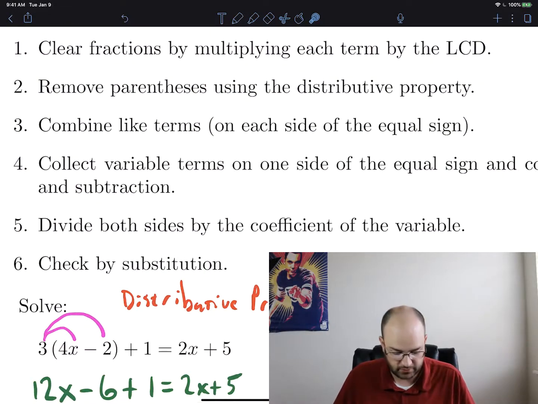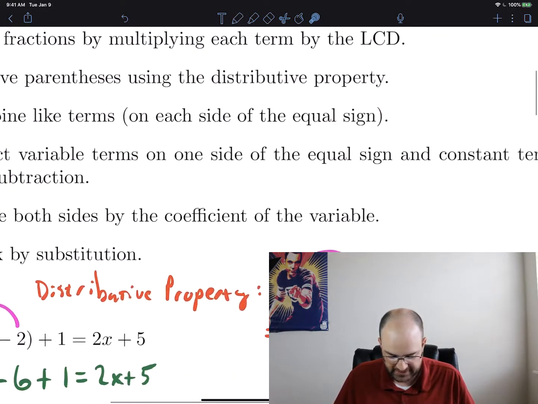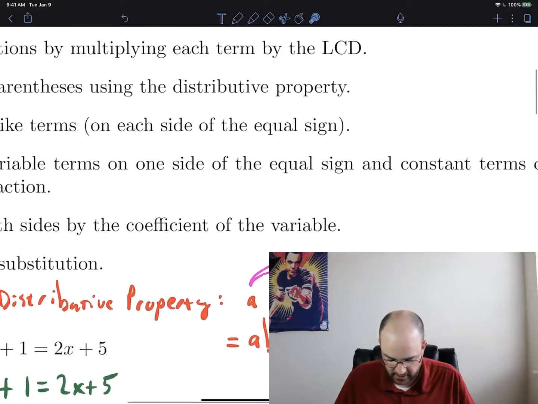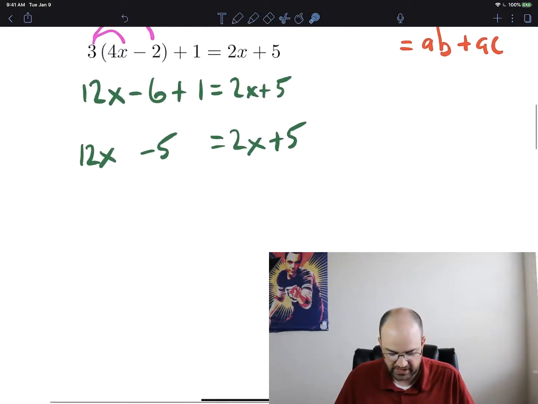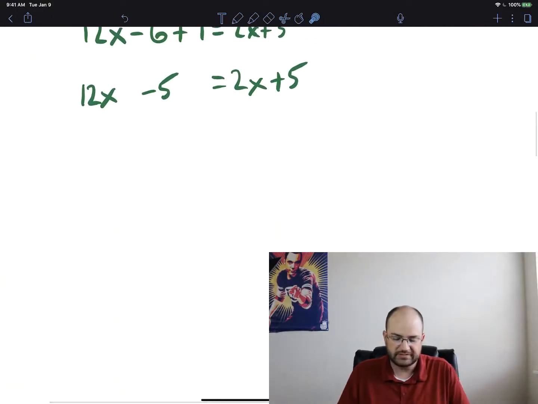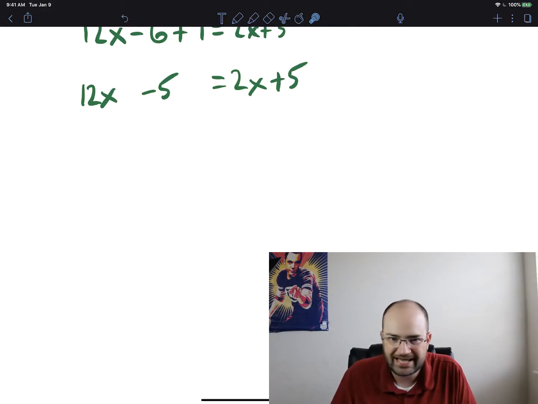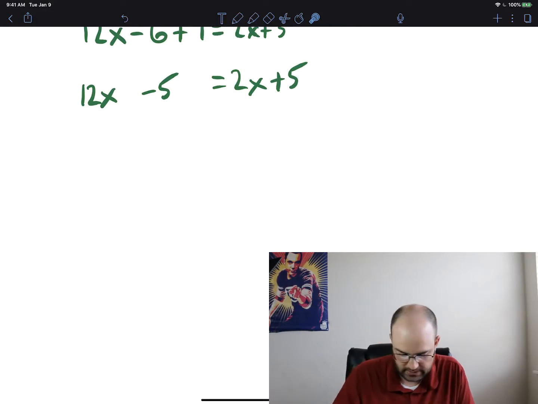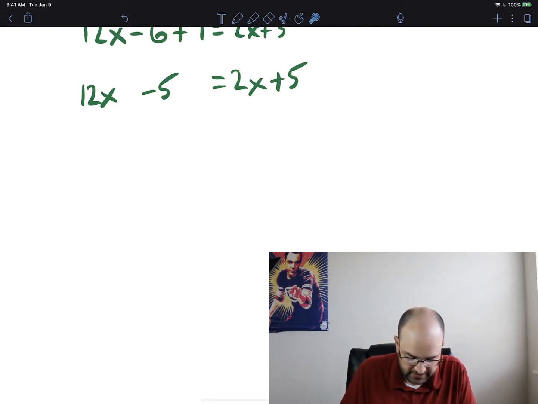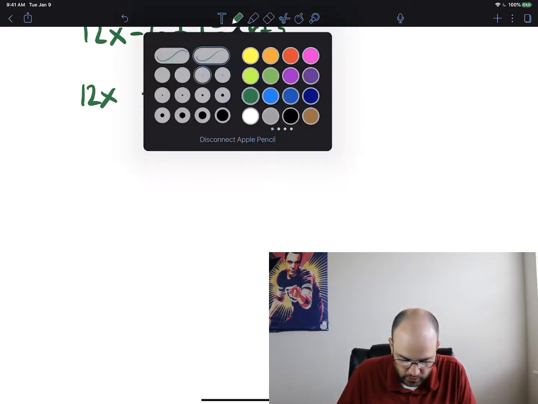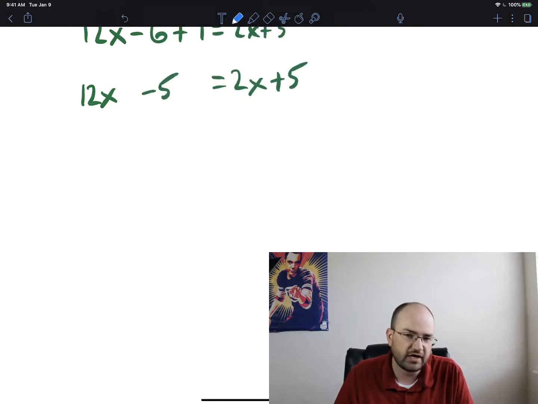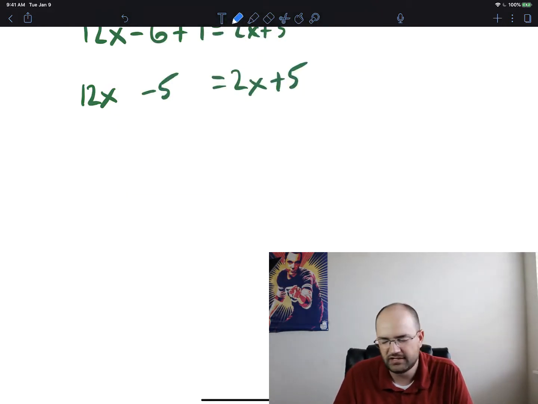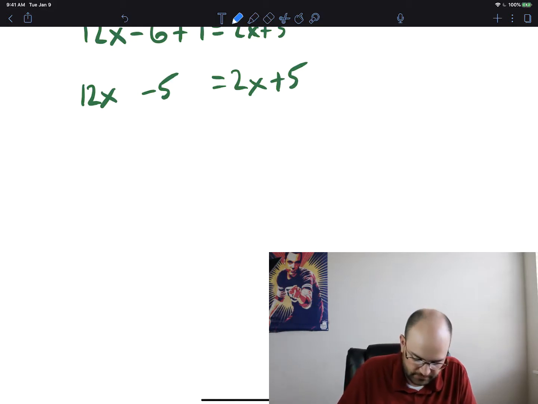The next step is to collect variable terms on one side of the equal sign and constant terms on the other using addition and subtraction. In other words, I want the variable on one side, everything else on the other. So looking at this, I've got a 12x here and a 2x here. To get those on the same side, I can do one of several different things. But the first thing I'm going to do is try and get the x's to the left. That generally makes people feel better.